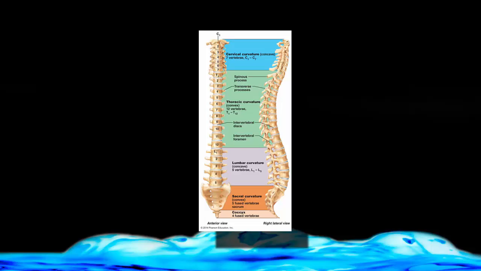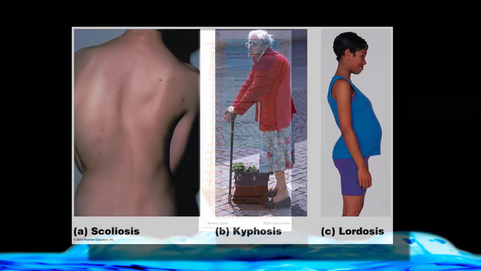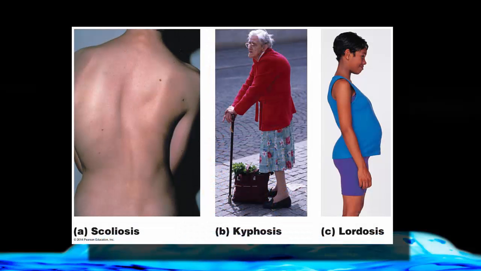The vertebral column is S-shaped, exhibiting curvatures, and the sacrum is curved as well. The cervical and lumbar curves are concave posteriorly, and the thoracic and sacral curves are concave anteriorly. There are abnormal curvatures that can occur with the spine, such as scoliosis, which is a lateral curvature, kyphosis, which is a hypercurvature in the thoracic spine, and lordosis, which is a hypercurvature of the lumbar spine.